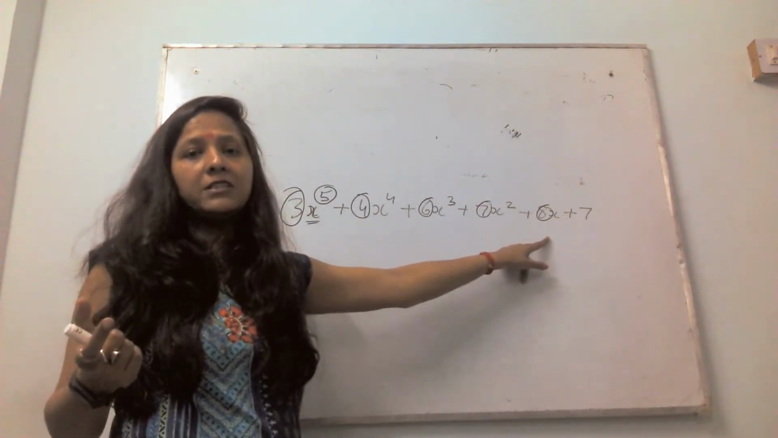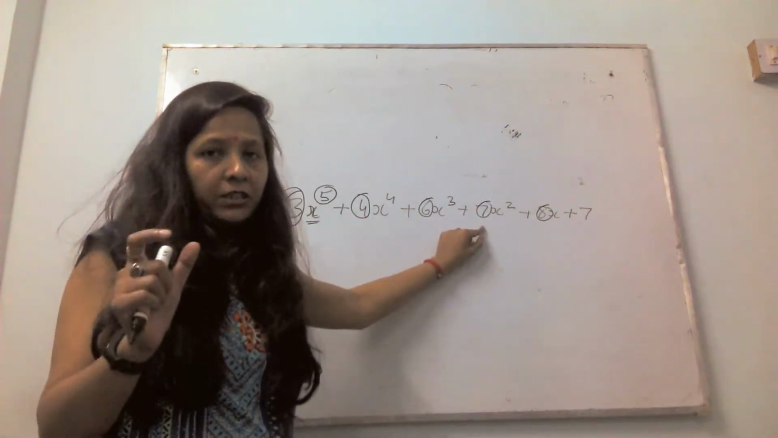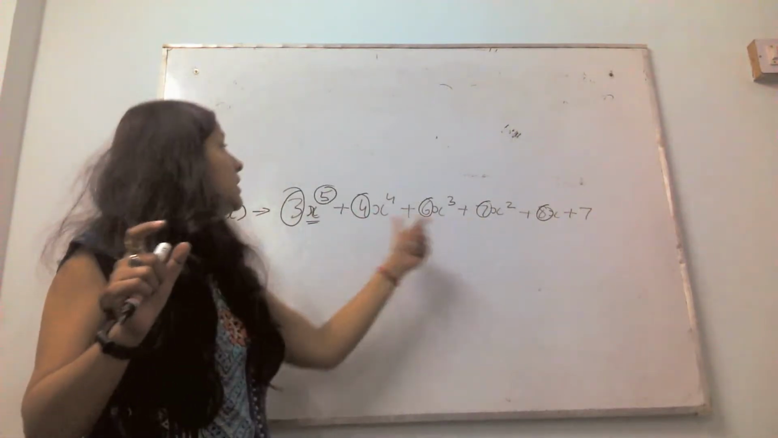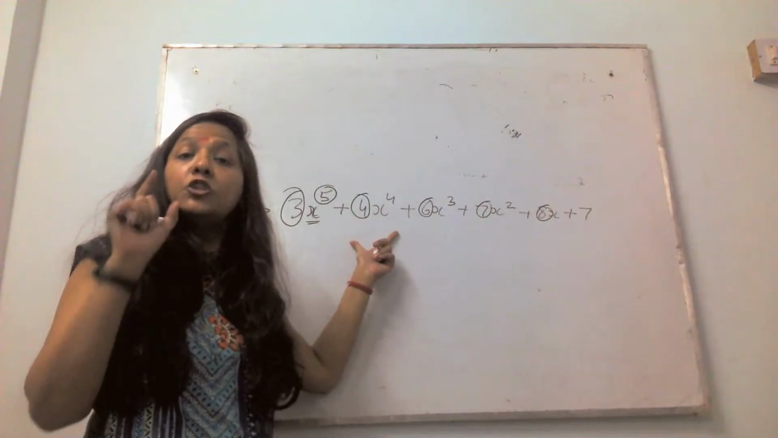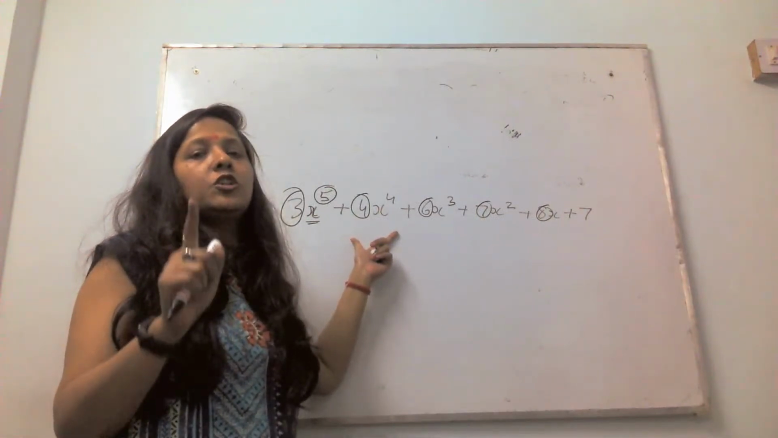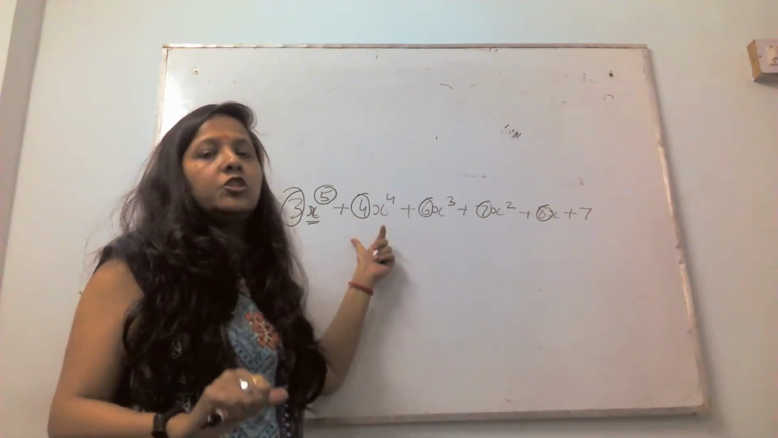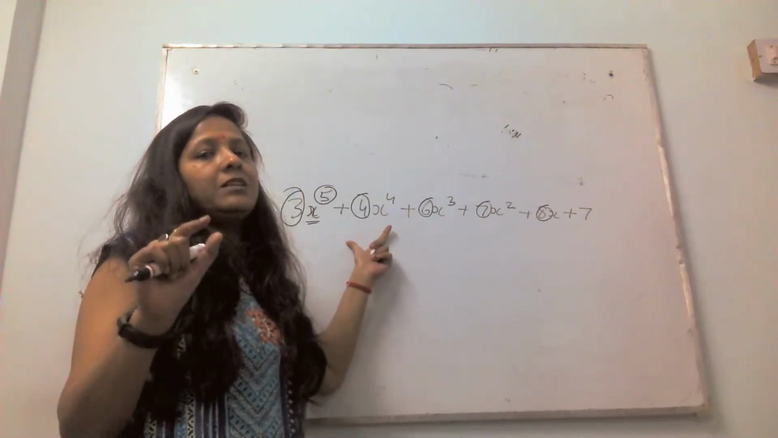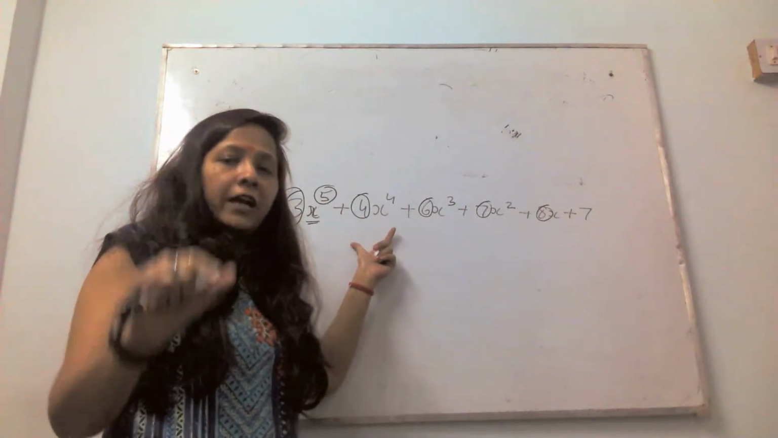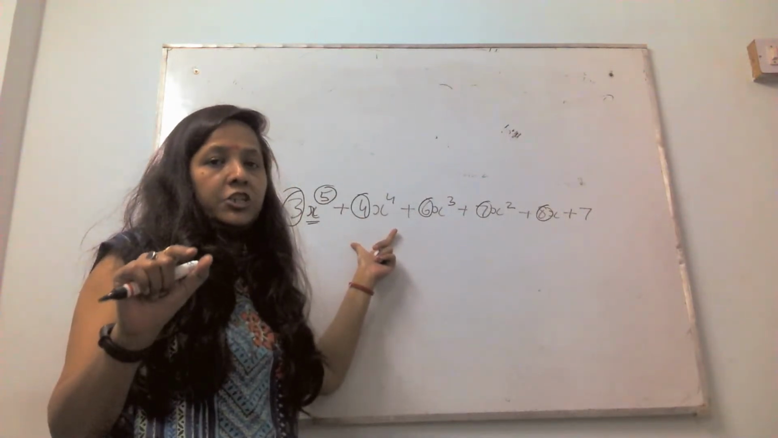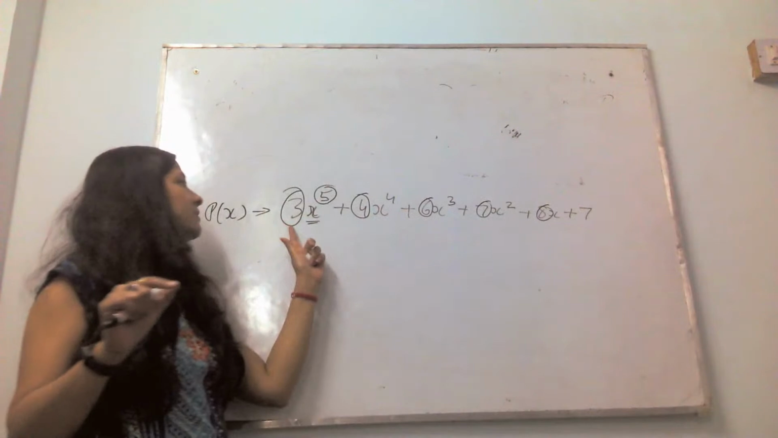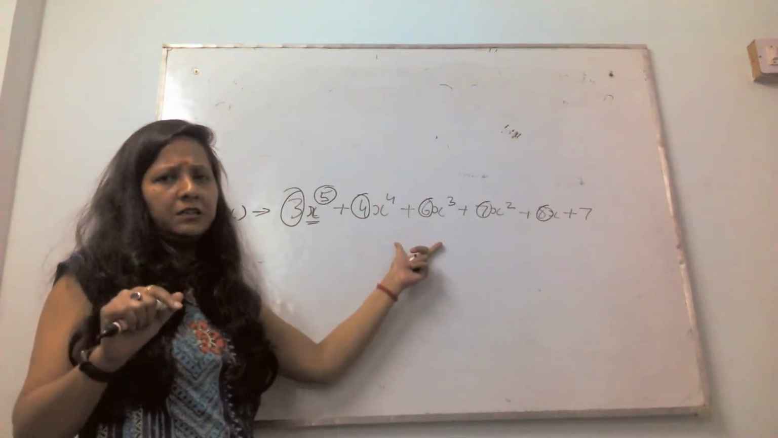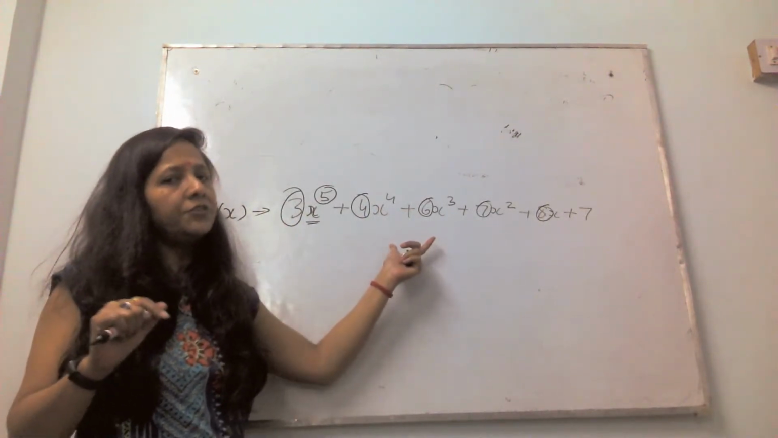What does that mean for a polynomial? The power of the variable should not be negative and should not be a fraction. That means it should be a whole number. Whereas the constant terms are real numbers.